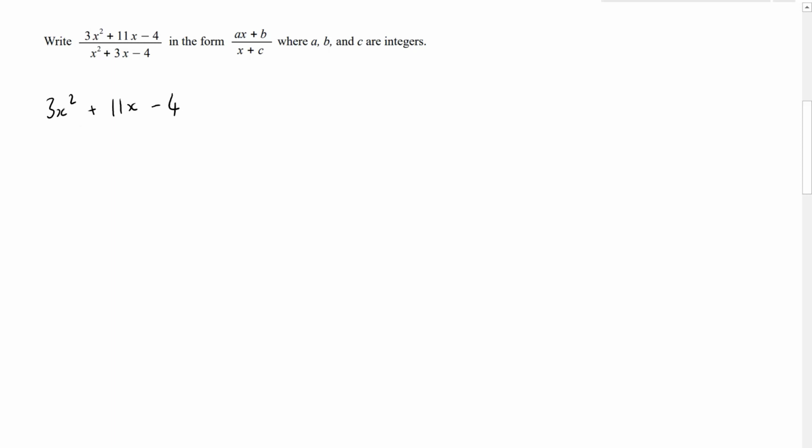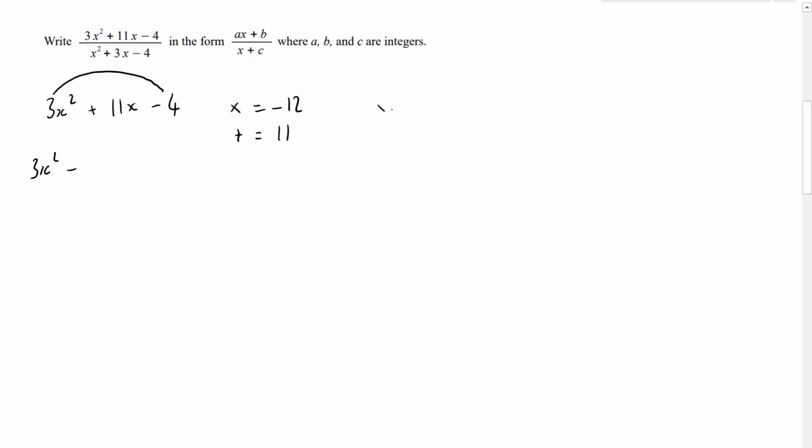We've said that in order to factorize something with an a value that's not equal to 1, we need to find two numbers that multiply to give 3 times minus 4, so to give minus 12, but add to give 11. Two numbers that do this are 12 and minus 1. So we could write this as 3x squared plus 12 and minus 1.